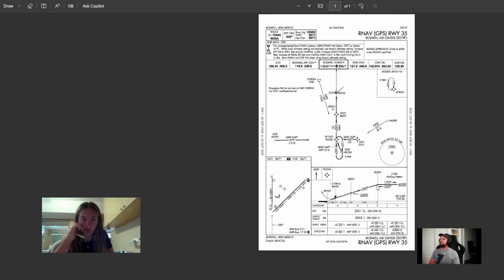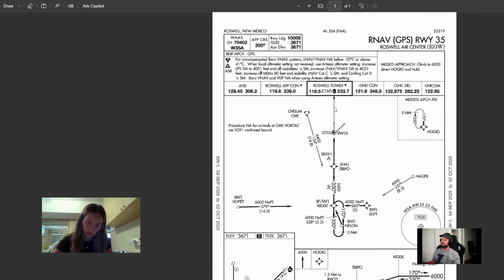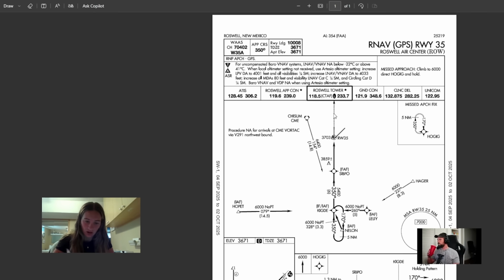Okay, so we're coming in to the Roswell, New Mexico airport. This is the RNAV runway 35. This plate is within date. We have our WAAS, and we're going to verify that channel. Final approach course is 350. Touchdown zone elevation is 3,671. We already have the ATIS. We should be on with approach. Tower will have tuned into our secondary frequency, and then we are heading inbound.